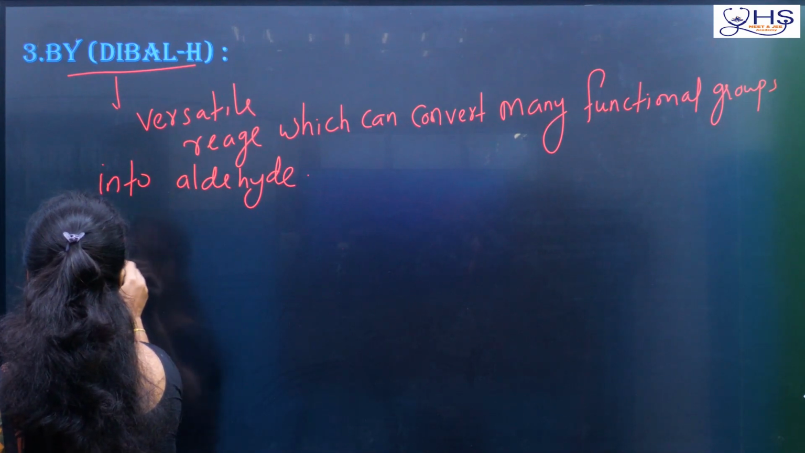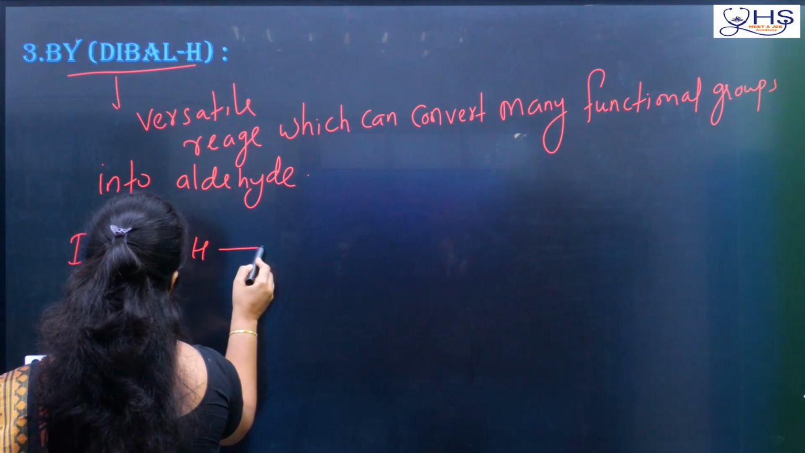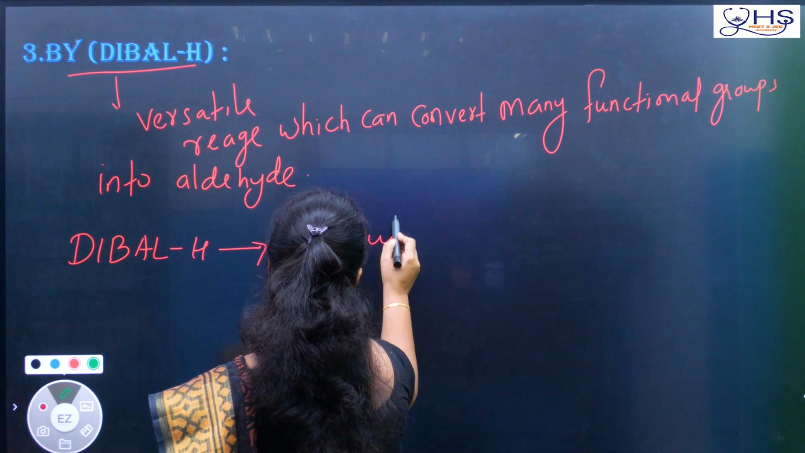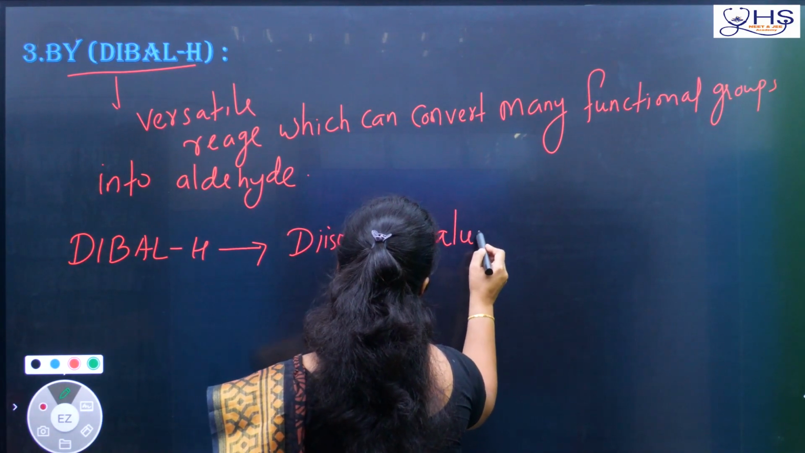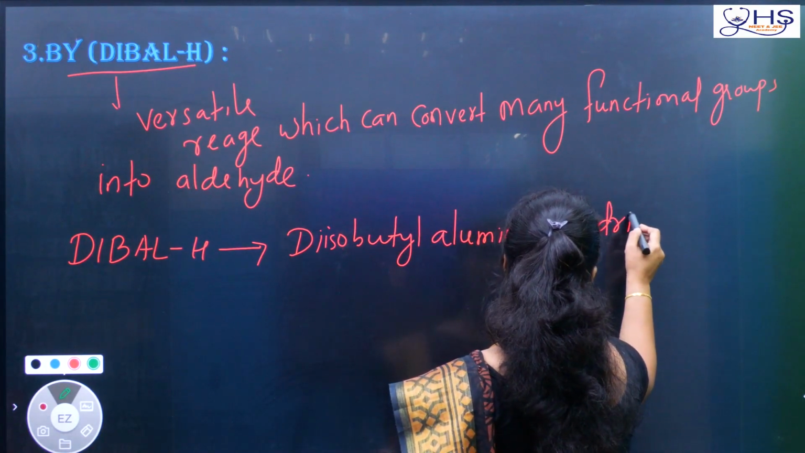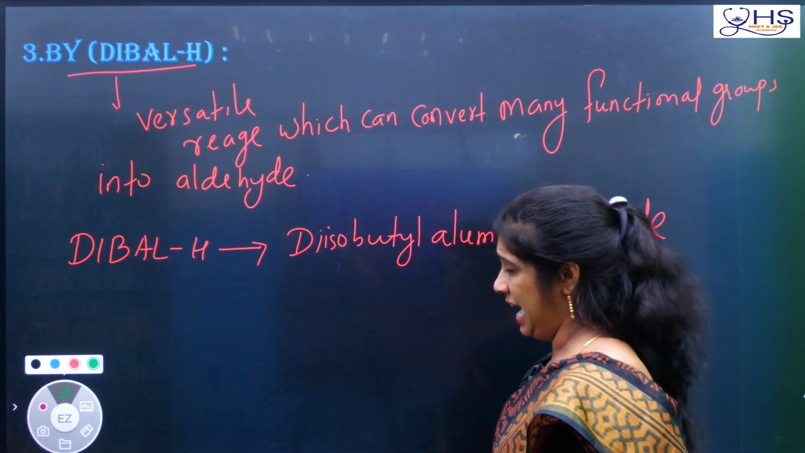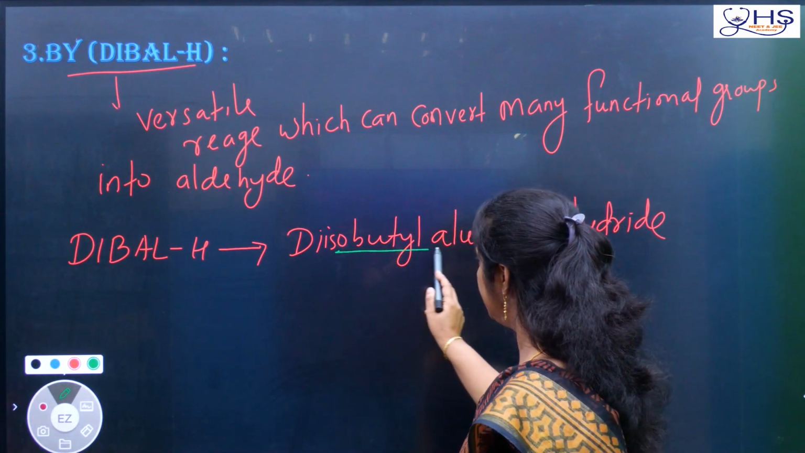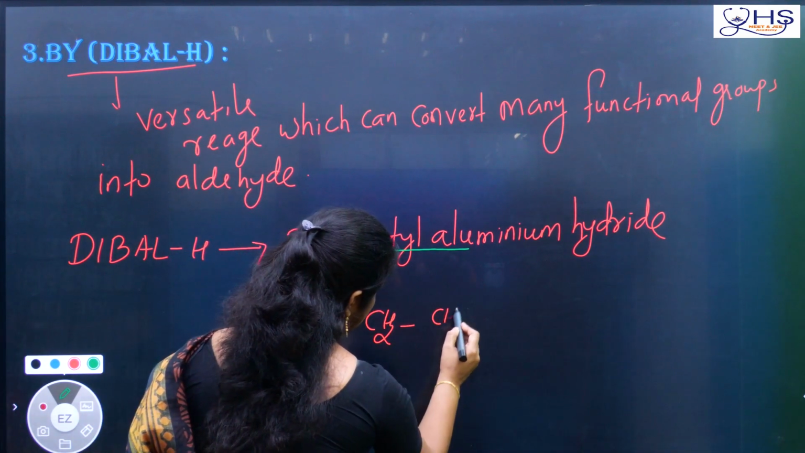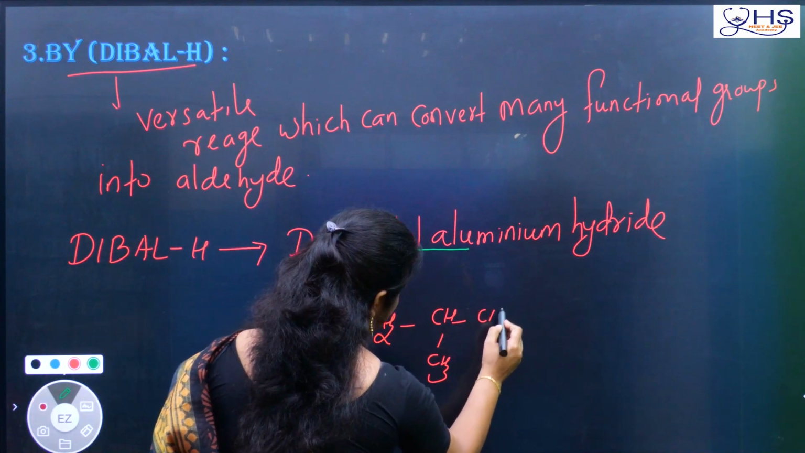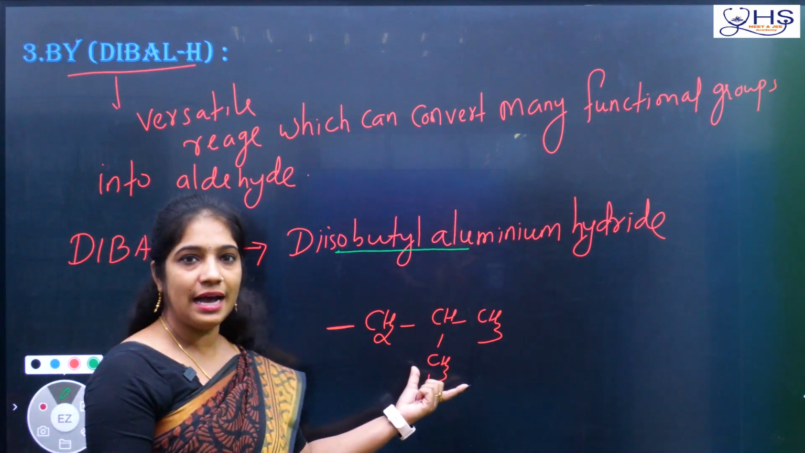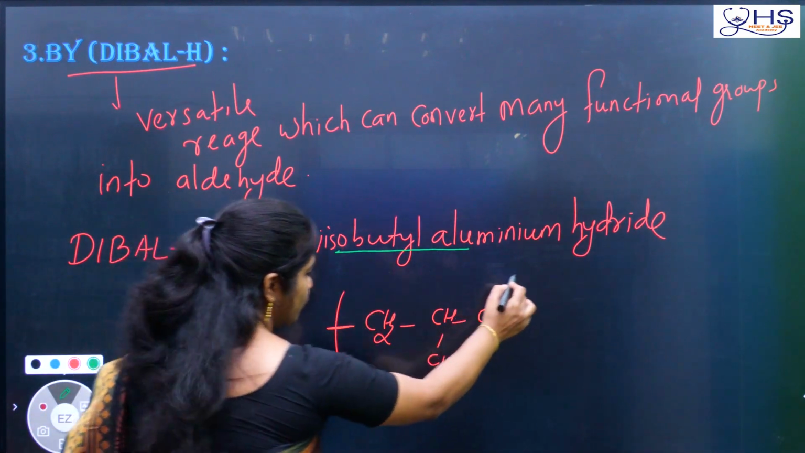So, DIBAH represents diisobutyl aluminium hydride. How do we write this structure? First, we write the isobutyl. What is isobutyl? CH2, CH, CH3, CH3. This group we call an isobutyl group, so diisobutyl means two isobutyl groups.